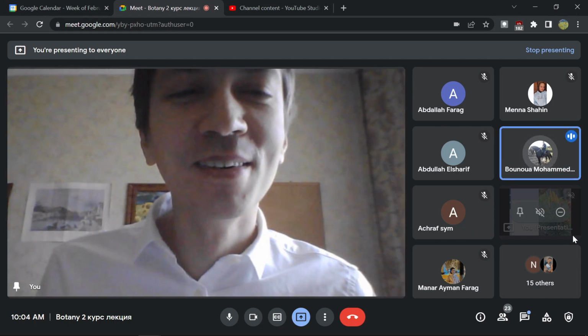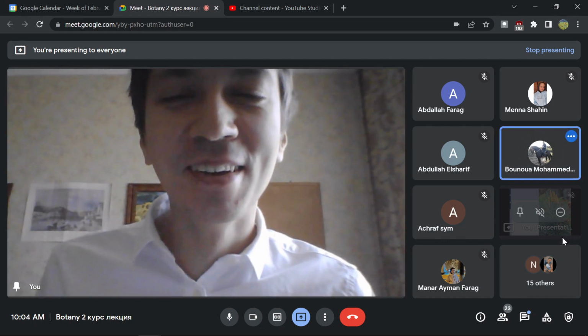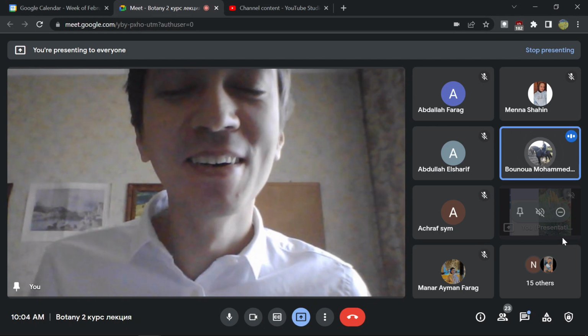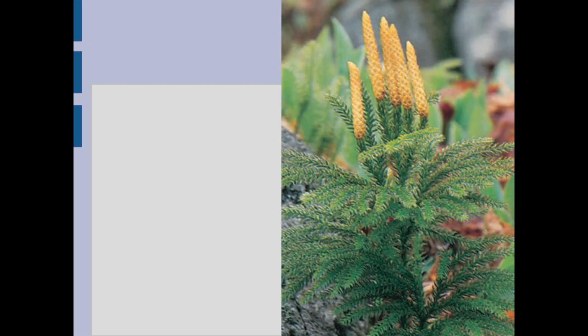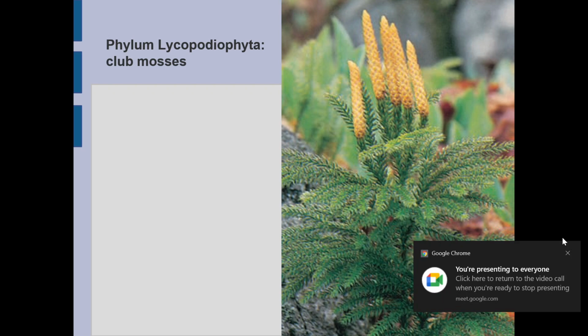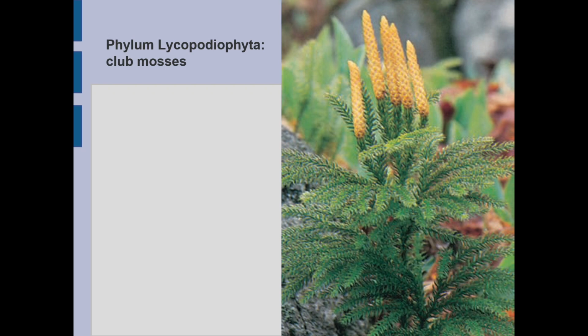No, doctor. I think they have the same leaves, but the yellow top is not the same as in the Christmas tree. Okay, so indeed it is not a Christmas tree, it is a club moss. Phylum Lycopodiophyta, club moss. But the look is very close to the Christmas tree. Yeah, they look the same.